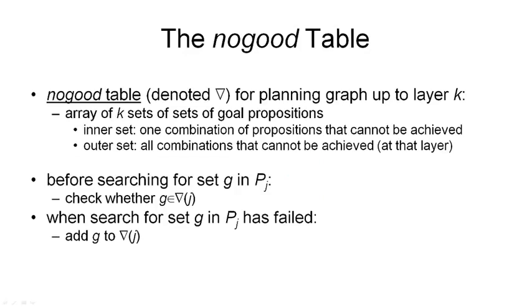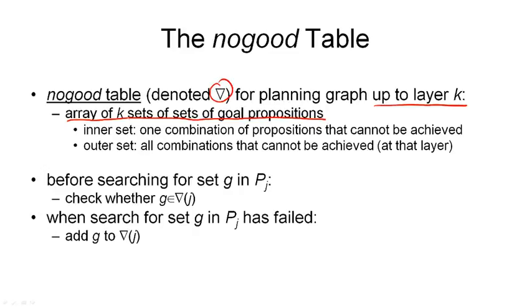And we could just throw all these nodes that we want to remember into a big hash table. But here's a more efficient data structure that helps us remember what we've seen before, the so-called no-good table. The no-good table, denoted by this symbol here that looks like an upside-down triangle, or as the Greek letter nabla, is for a planning graph up to layer k, consisting of an array of k sets of goal propositions. So we have k layers in our planning graph, and our array also has length k, which means each of the elements of the array is for a specific layer.